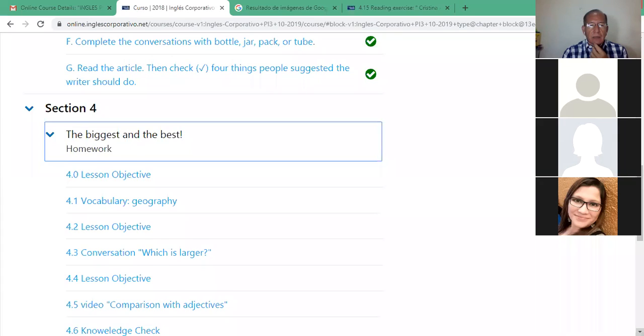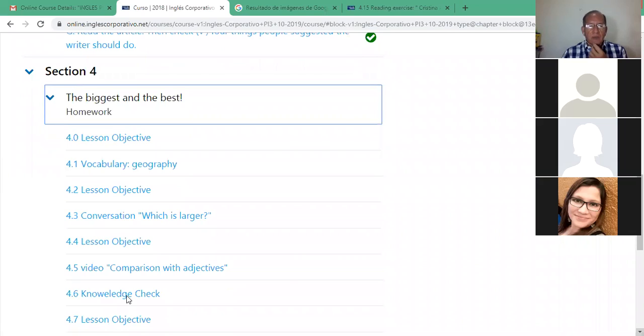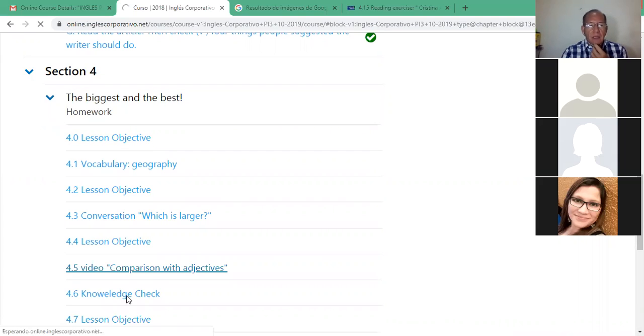Okay, good. So today we have to start checking section four, because next week we have to do section four. So we're going to be doing comparison of adjectives. We're going to do the knowledge check, but first of all, we're going to go to the chat.